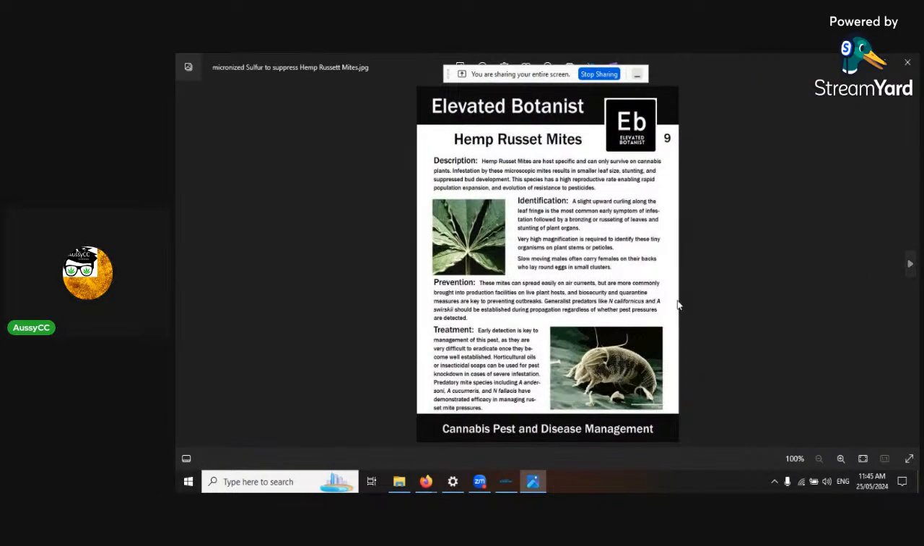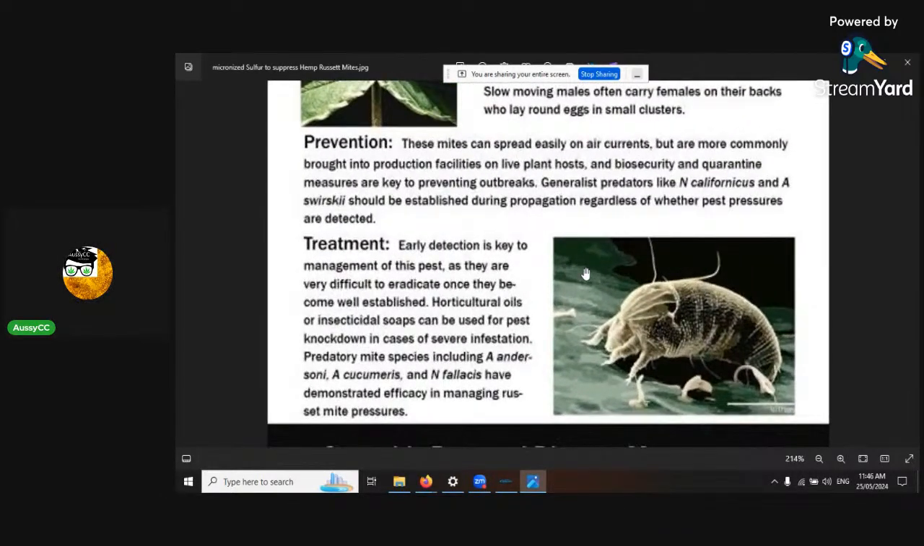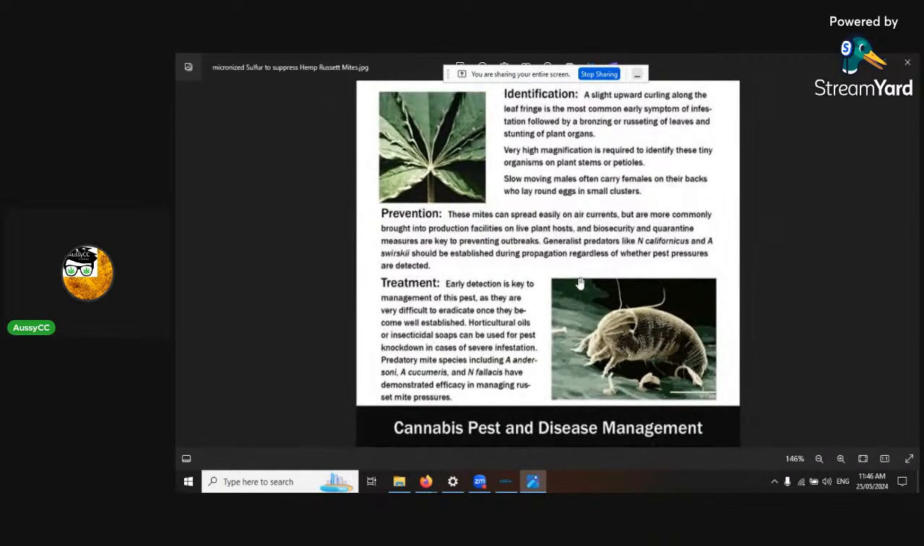Russet mites. That's a little cool electroscanning microscope image of one. It looks pretty big, doesn't it? You can't even see them under a microscope.